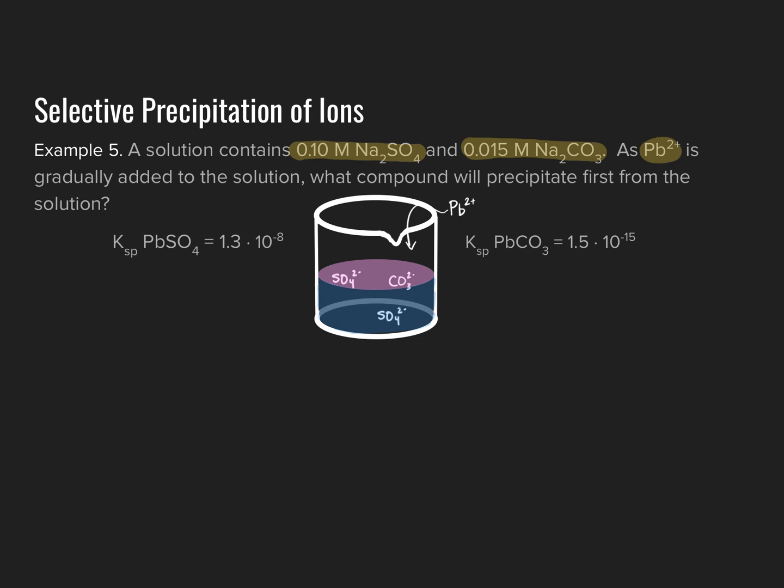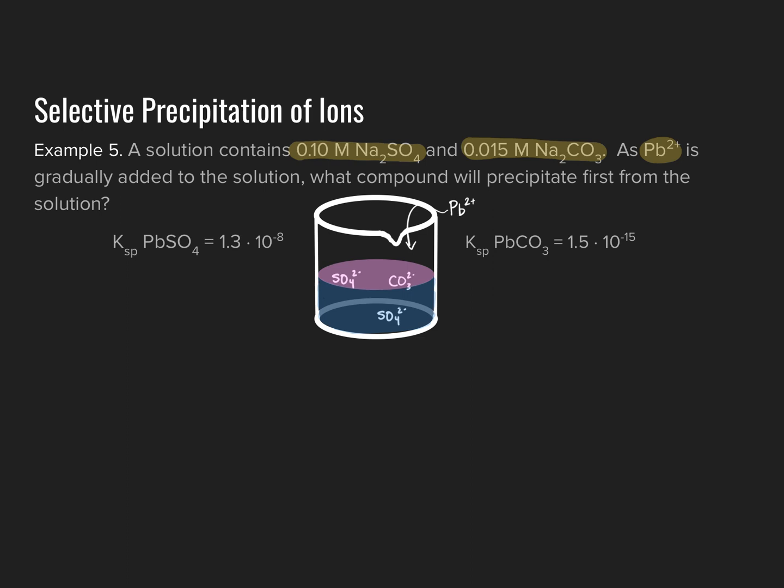So we call this a selective precipitation of ions problem, and as it turns out, it's a very important problem in terms of understanding how industrial chemistry works, especially within the area of, say, mining, where you might end up with a mixture of a variety of different metal ions in solution, of which you want to separate the components of that mixture for further processing. So let's go ahead and take a look at an approach to this problem.